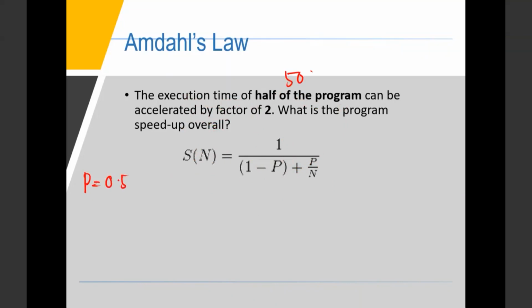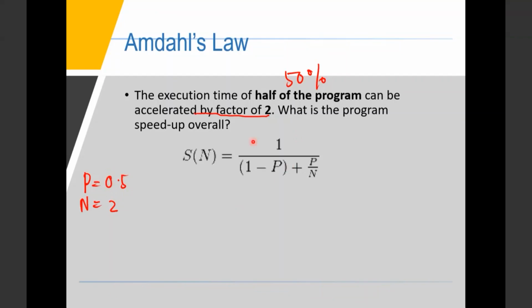Half of the program, which is 50%. 50% is 0.5. Your P is 0.5, and it can be accelerated by a factor of 2. This factor of 2 is your parallelization factor, so N equals 2. So what is the overall program speed up? Now you're going to find the speed up based on this parallelization factor of 2 and P equal to 0.5.